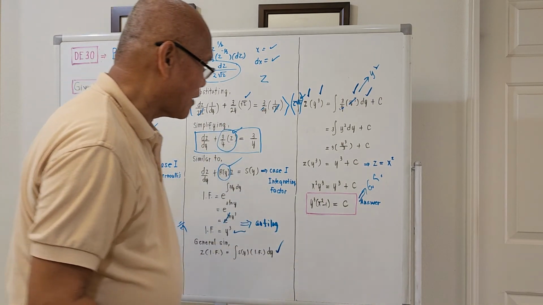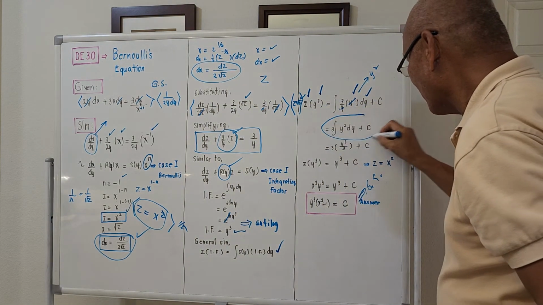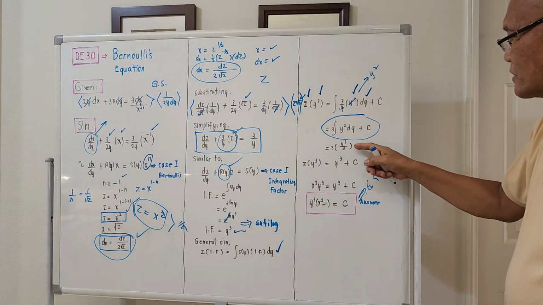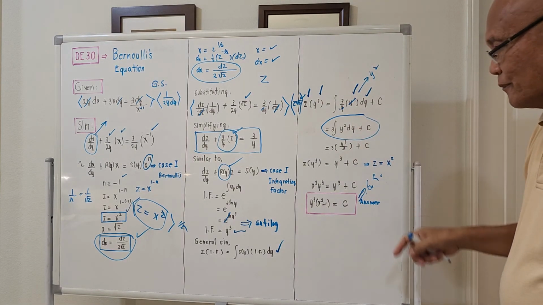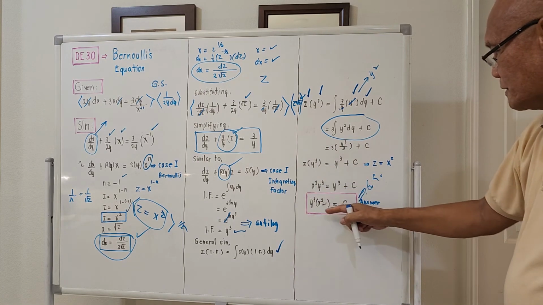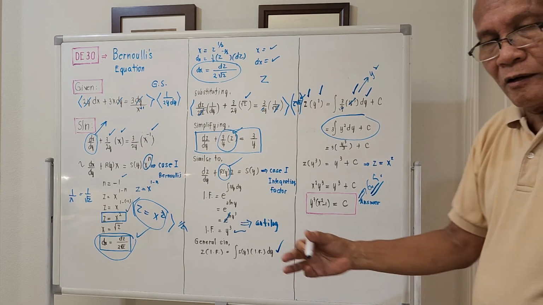And luckily, for this problem, the integral of the right hand side is easy, the integral of y squared dy. So this is y cubed over 3 plus c. General solution: y cubed times the quantity x squared minus 1 equal to c. That's it, guys.